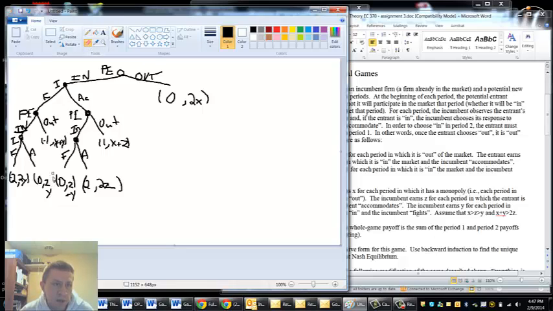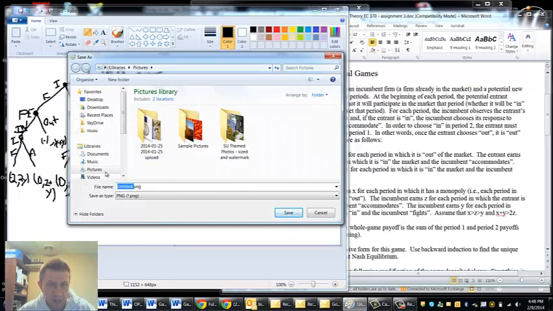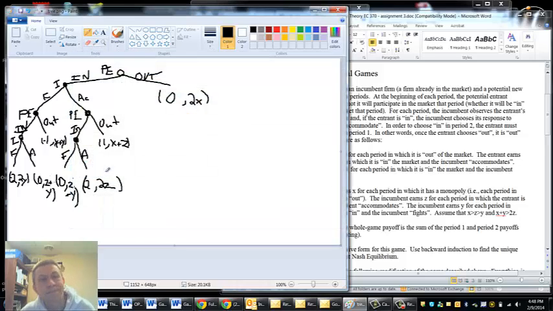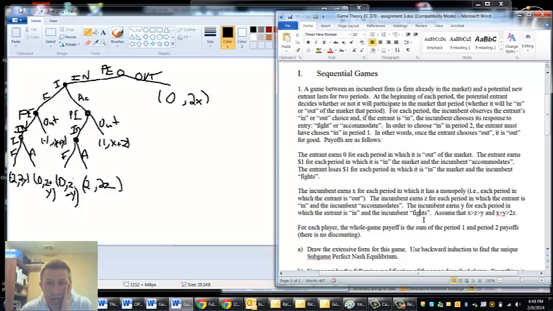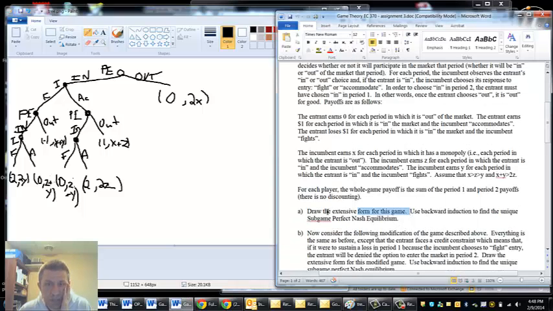I'm going to see if I can get this to look a little neater. It's obviously still pretty messy, but we can make it look a bit nicer. I'm going to save this just in case something happens. This is the tree diagram, right? So this is the first part of A: draw the extensive form of the game.